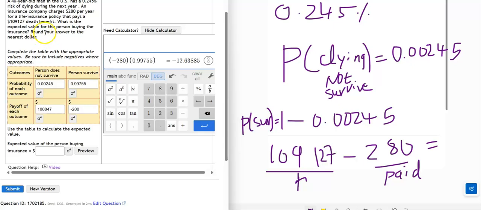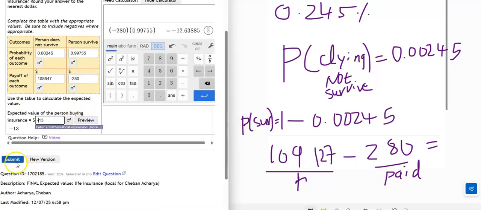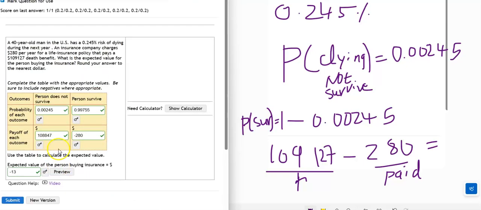So it's rounded to the nearest dollar, and then we should include the negative where appropriate. So here you should have negative. Rounded to the nearest dollar, this is going to be $13, but put the negative here. But remember, don't put the dollar sign, because the dollar sign is always in the front. Okay, that's the answer. All right, submit. That's how you get it. Thank you for watching. Bye.